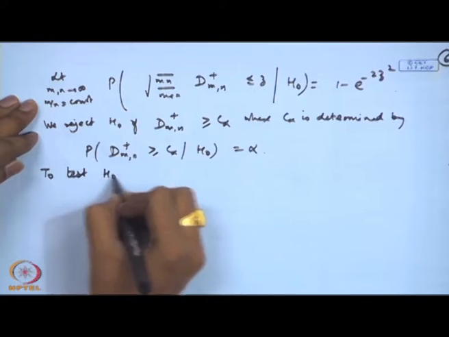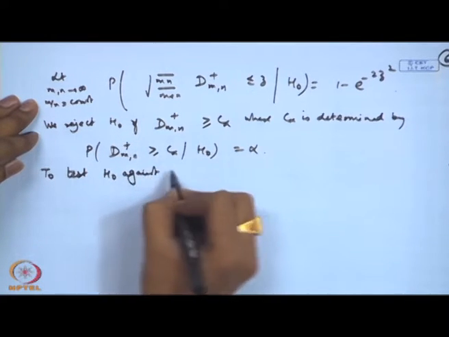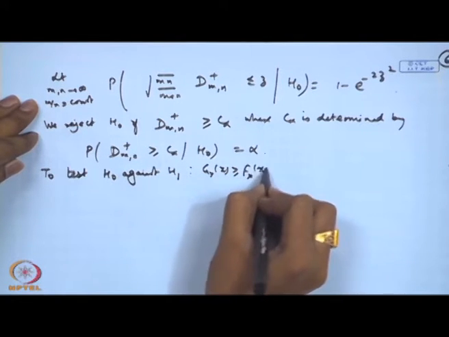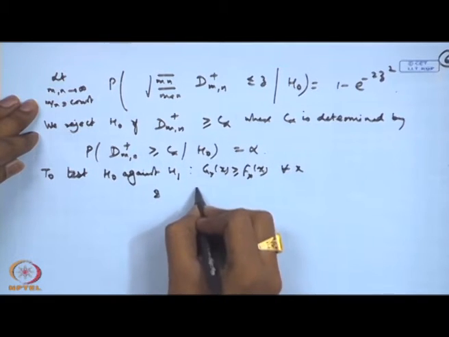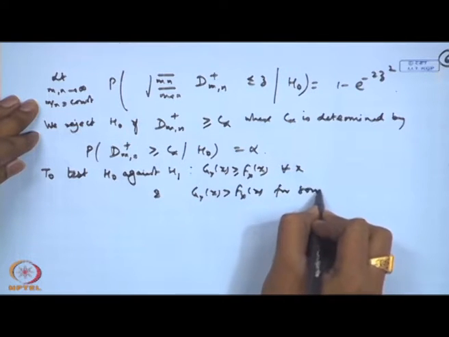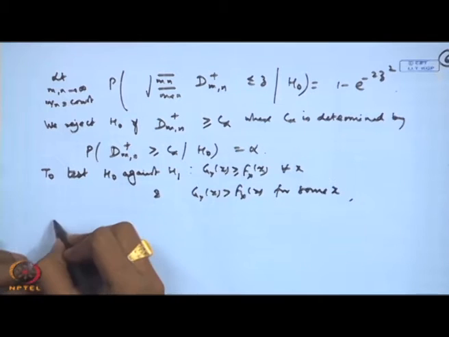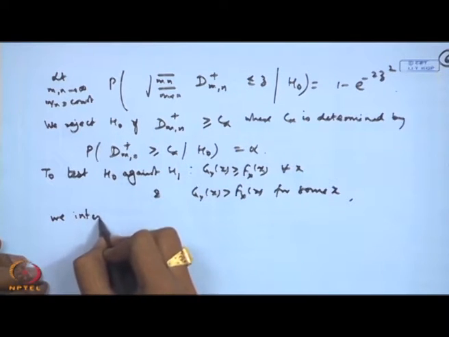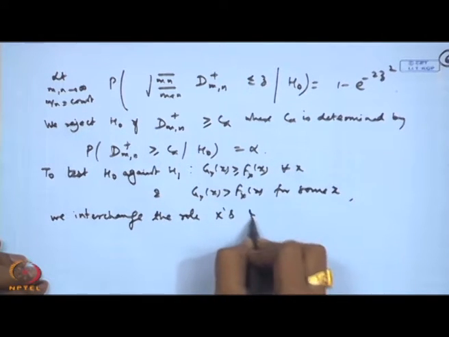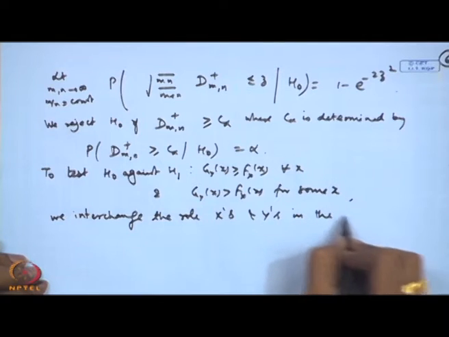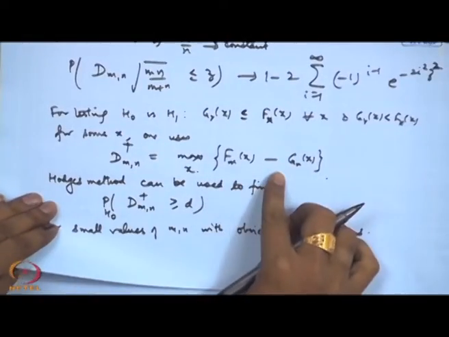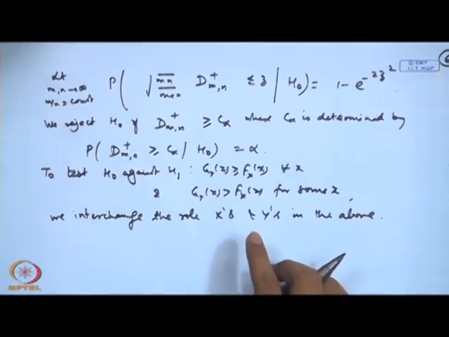To test H0 against H1, G_Y(x) greater than or equal to F_X(x) for some x, we interchange the roles of X's and Y's in the above. So basically you can consider here G_n(x) minus F_m(x), and then a similar thing will hold here.